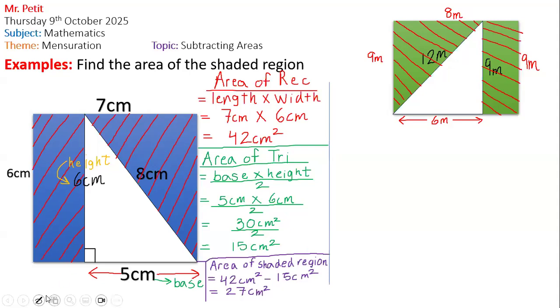Jamari Evans, where's Jamari? Yes, sir. Good. What's the area of a rectangle? The formula of a rectangle is length times width. Very good. So area of a rectangle is equal to length times width. Length multiplied by width.